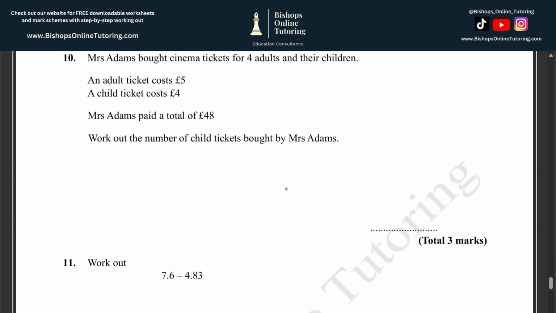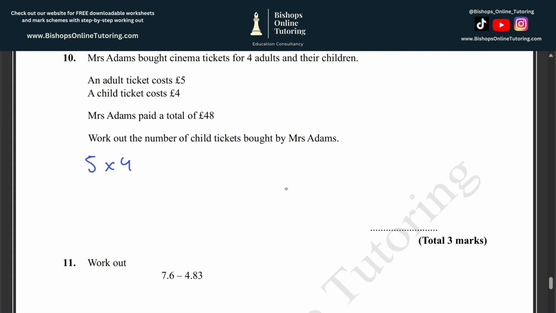Mrs. Adams bought cinema tickets for 4 adults and their children. An adult ticket costs £5, a child ticket costs £4. Mrs. Adams paid a total of £48. Work out the number of child tickets bought by Mrs. Adams. So first things first, there's 4 adults that she's bought these tickets for.